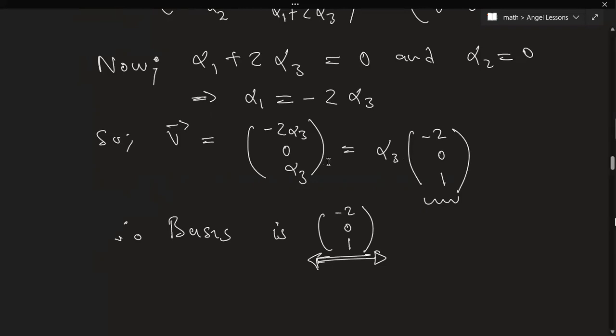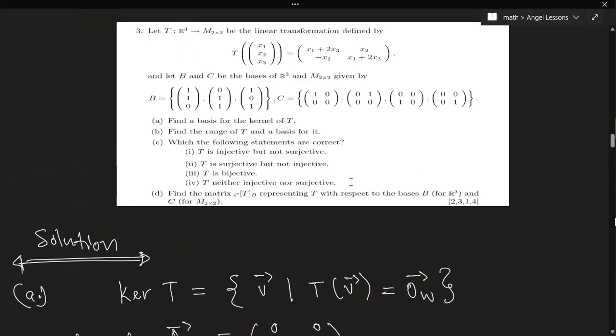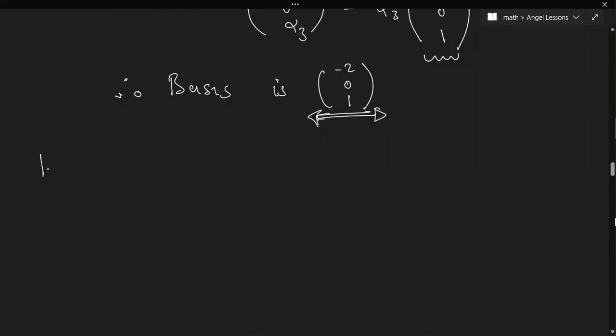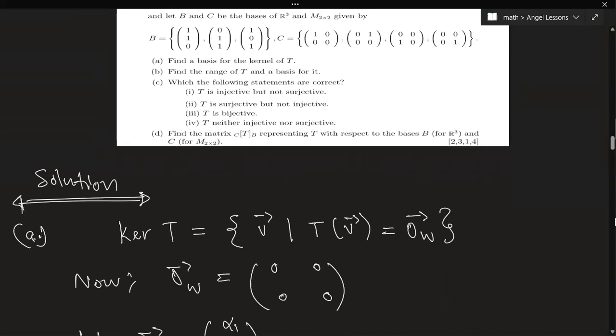So did you get this problem? How it was solved? I understand this. Okay, cool. Now they say find the range of T and a basis for it. Do you see that this one actually is a very simple one? How are we going to answer this one? I think by now you must have an idea. What did the question say? What is the range of T and a basis for it. So we want the range of T and its basis.